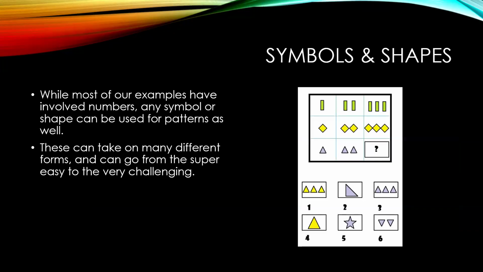We don't have to have numbers, though. And so another example is symbols and shapes. While most of our examples involve numbers, any symbol or shape can be used for patterns. These can be very easy and straightforward or very, very difficult. You'll often see these pop up on things like IQ tests where you're trying to figure out what patterns people are able to recognize. In this case, I feel confident that we are going to have the 3 triangles. And so I'm guessing it's this one.